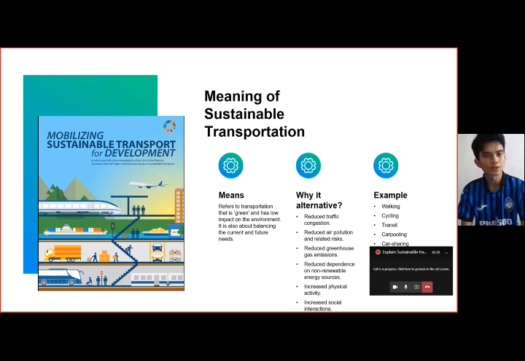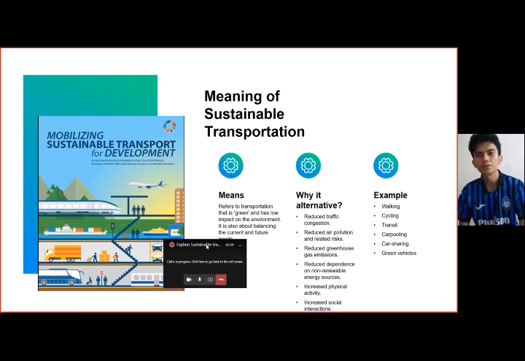It also increases physical activity and social interaction. Examples of sustainable transportation are walking, cycling, transiting, carpooling, car sharing, and green vehicles.